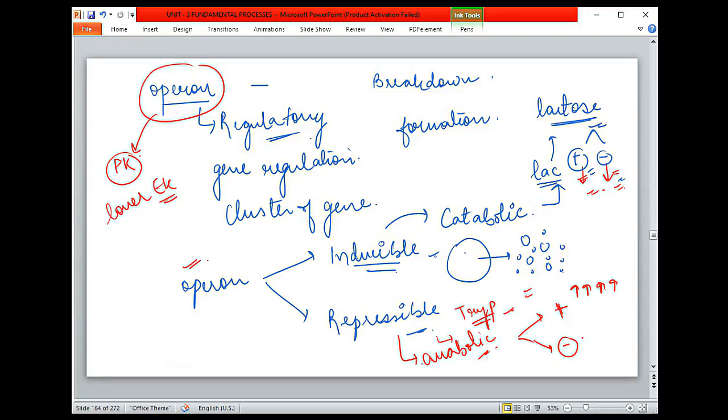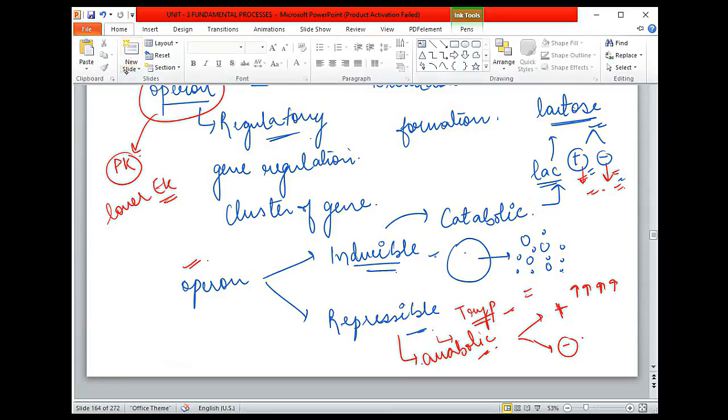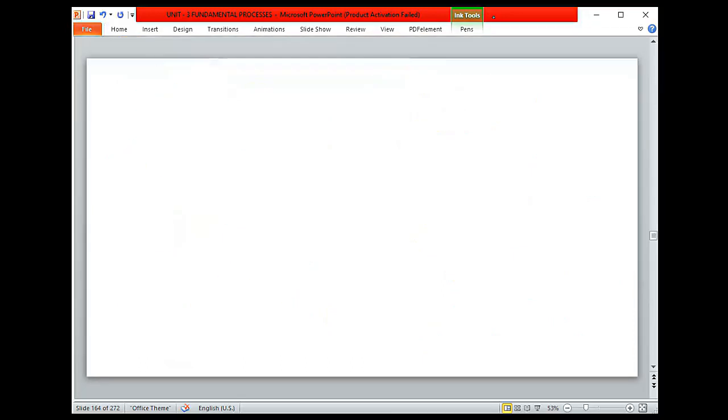Then we have the main structure of an operon, like what are the various components of an operon. Let's look into this.